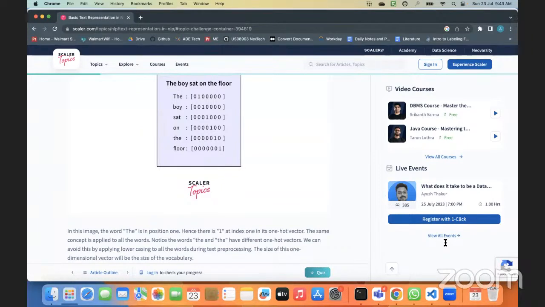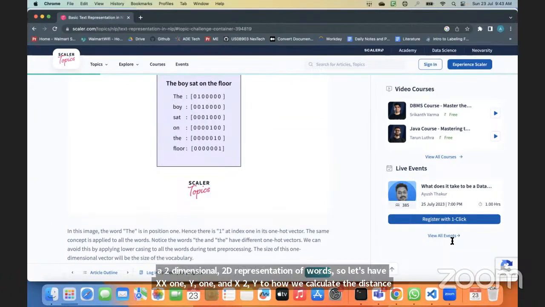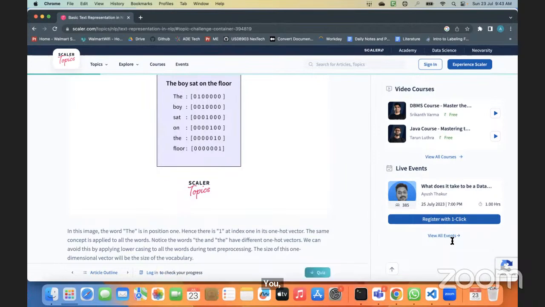What exactly is subtraction in terms of vectors, Prasad? I'm just waiting for the word. Okay, I'll just answer it. It's distance. It's the distance between the points, right? How do you calculate distance between points? If I have a 2D representation of words, say x1, y1 and x2, y2, how do you calculate the distance? Euclidean distance, correct, and Manhattan distance. We can use many other distances, right?